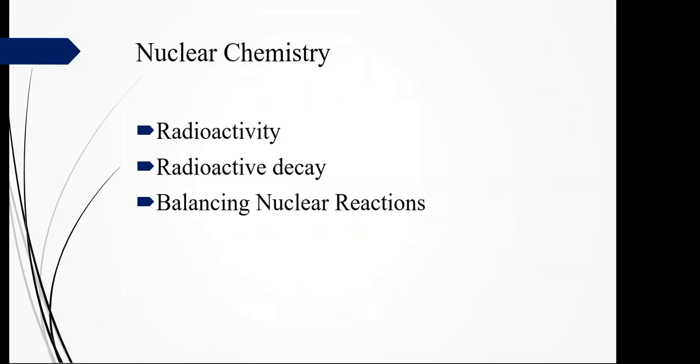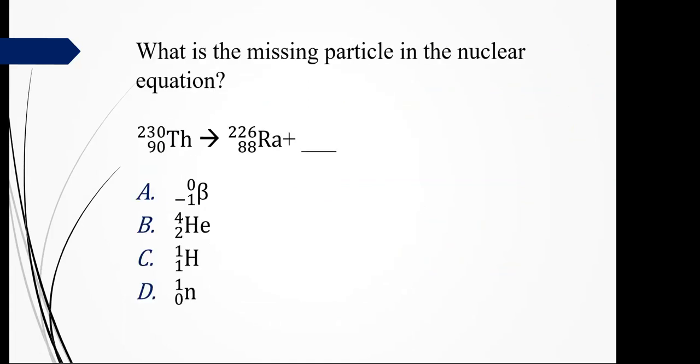Nuclear chemistry is pretty straightforward. It's staying with your radioactive decays. There's the chance that half-life could be on there as well. But most of the ones that I found are something like this, which is what's the missing particle, right? Or they tell you if it goes through alpha decay, what is the daughter nucleus? So that type of problem, right?